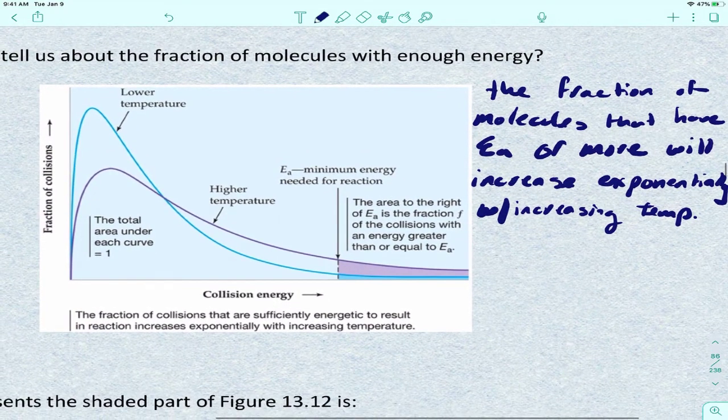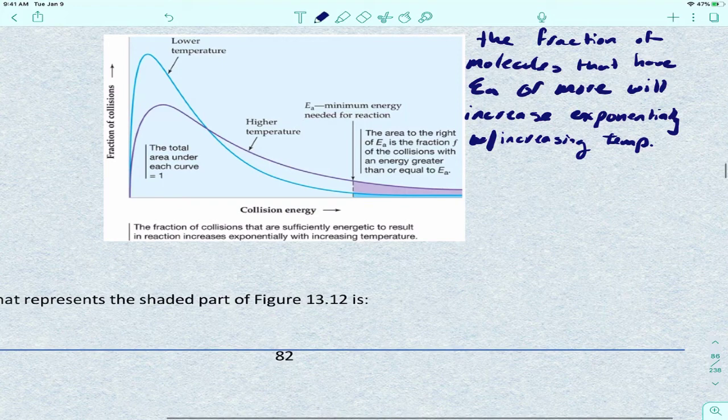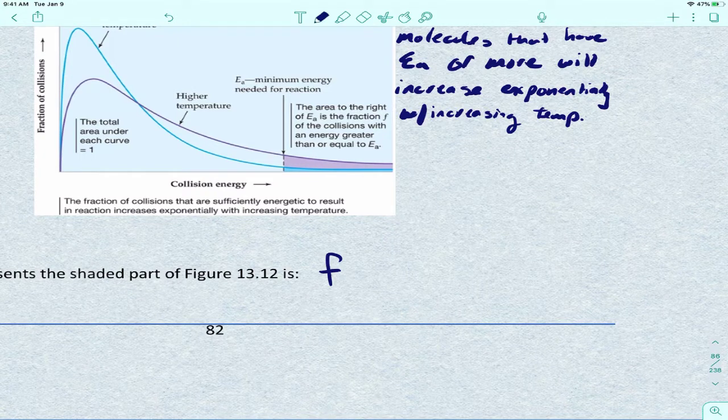We can take this picture and these words and put them into an equation. That equation would look like this, where F, the fraction of molecules with the right energy, is equal to e raised to the negative E sub A over RT, where F is the fraction of molecules with the right energy.